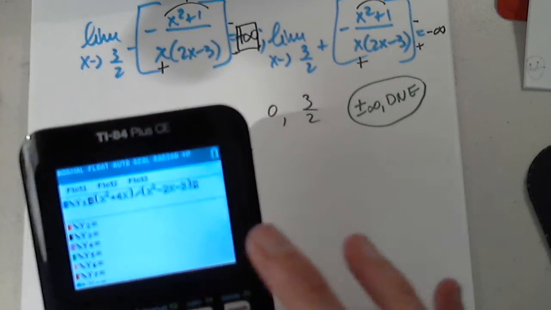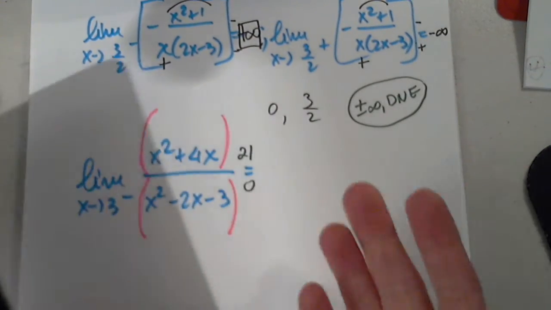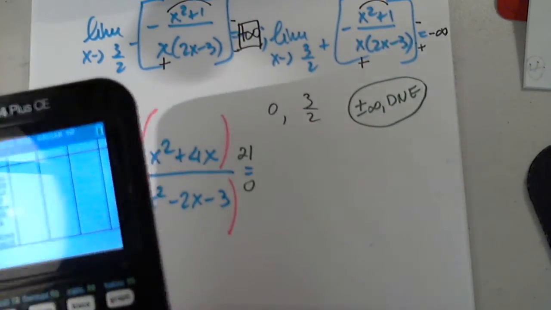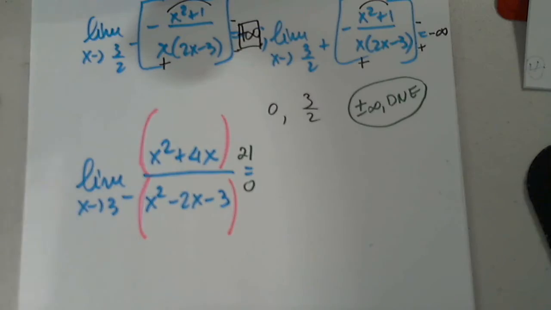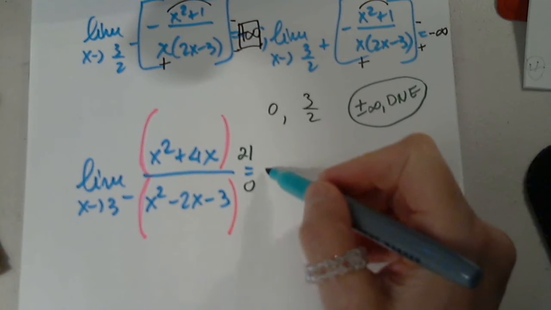All I have to do is just plug in a number to the left of 3. So go to second and table. I'm going to plug in 2.9. I don't care for the number. I do care about the sign. And it's done.